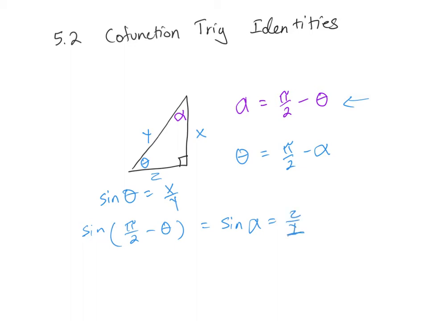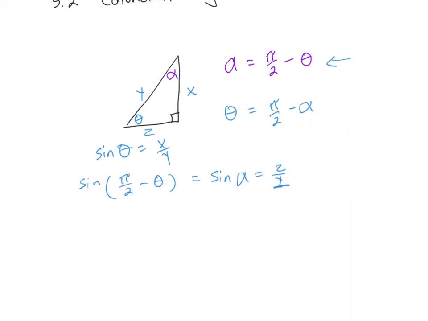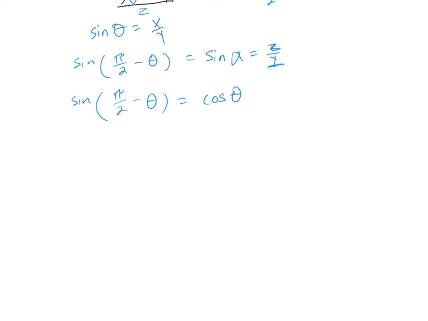But what is z over y? Z over y, if we put it in terms of theta, is our cosine. So we can say sine of pi over 2 minus theta is technically the cosine of theta. And thus, that's how we get our cofunction values. So sine is to cosine. So cosine of pi over 2 minus theta is sine of theta.